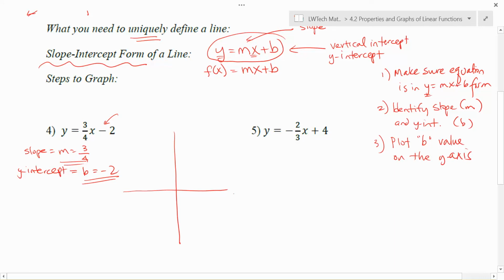So here, this is my x-axis, this is my y-axis. My y-intercept is -2, so I'm going to go down 2, and I'm going to put a starting point right there. Once you've put your b value on the graph, now we're going to use the slope. And here it's really helpful to think of it as rise over run. You're going to use the slope to come up with your second point.